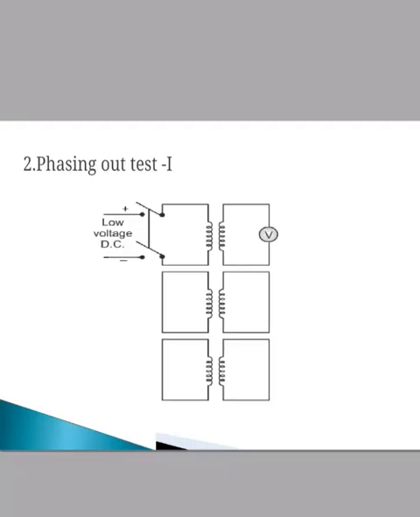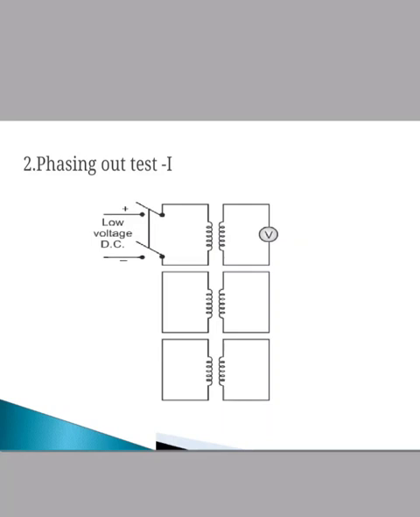Then we have to discuss the second test, that is the phasing out test, which is carried out on the three-phase transformer. When a three-phase transformer is manufactured and the terminal marking of, say, the LV winding with respect to the HV winding of the same phase is not carried out during the manufacturing process, or the terminal marking disappears during the process of fixing the transformer in the tank, after that we have to carry out the phasing out test on the transformer.